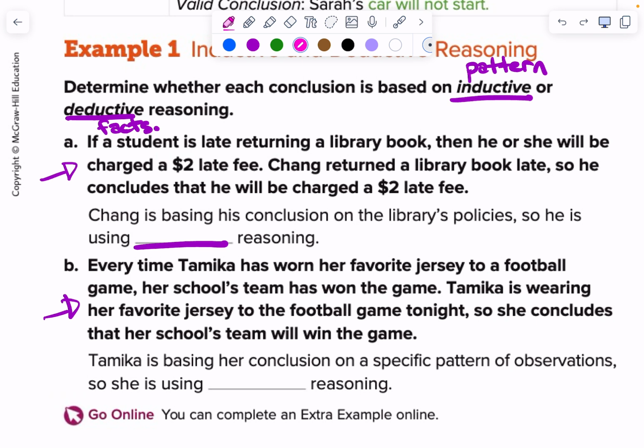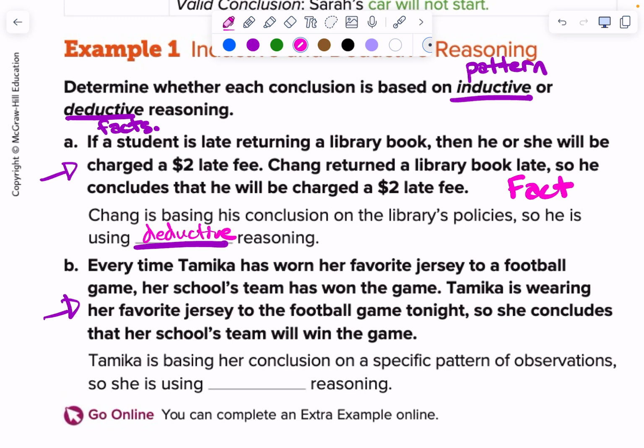Okay. All right. Did you get them all done? A, if a student is late returning a book, then he or she will be charged a $2 late fee. Is that just a pattern of how things go, or is that factual information for 100%? 100% you are going to get charged a $2 late fee. That is a fact. Chang returned a book to the library late, so he concludes that he will be charged a $2 late fee. That's not based upon a pattern. No, that's a fact. This is deductive reasoning.